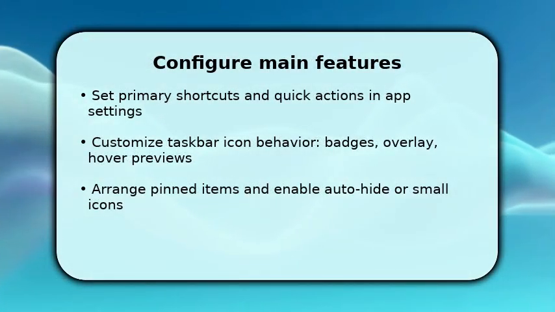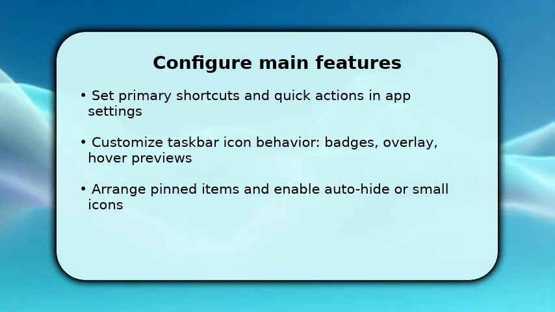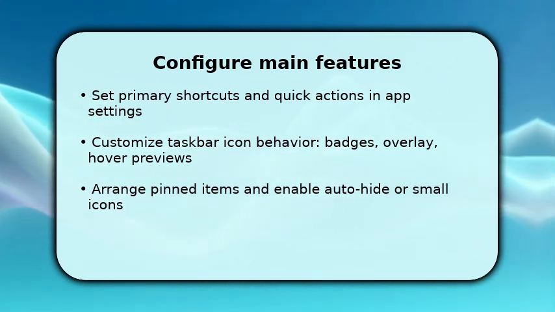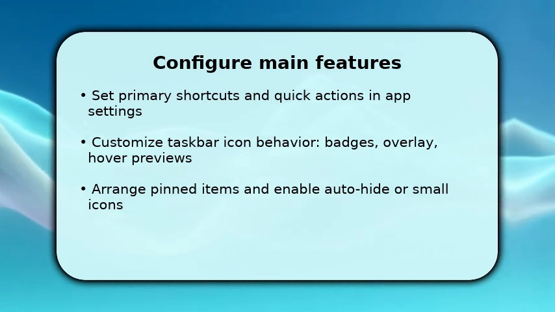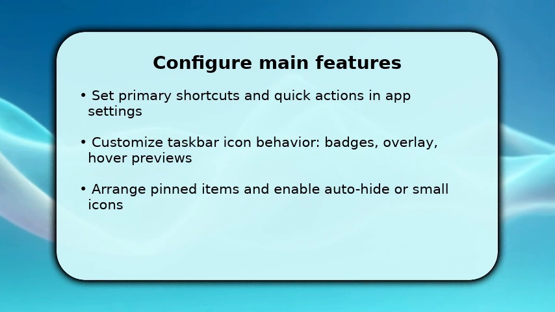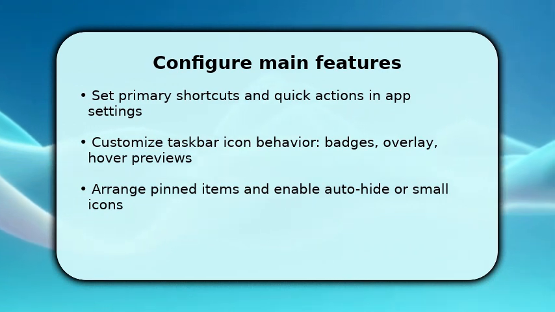Now configure the core features. Assign keyboard shortcuts and quick actions so you can trigger functions without menus. In Settings, choose how the taskbar icon behaves, show badges for unread items, enable overlay icons for status, and turn on hover previews for fast context.